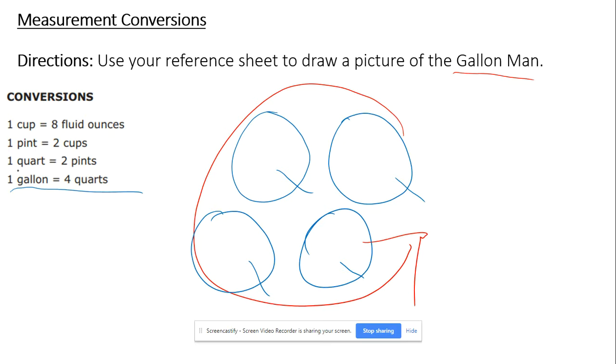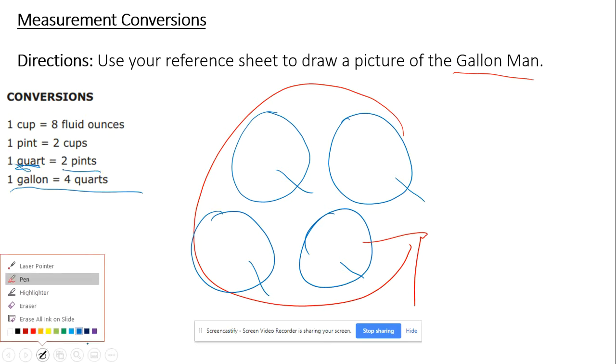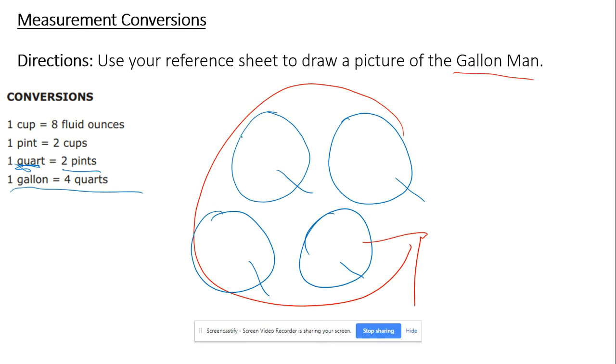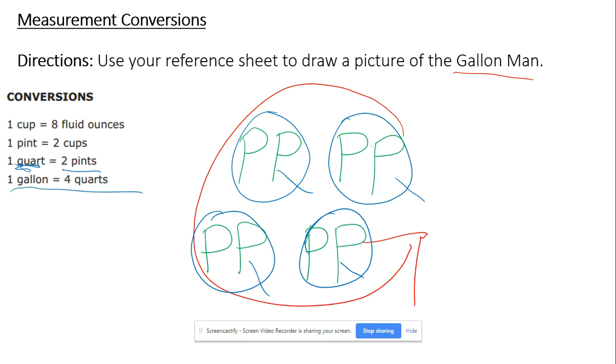Now we see that in every 1 quart, there's 2 pints. So let's use green. We're going to draw 2 pints in every quart. And so now we have 2 pints in every quart. And looking here, there's 2 cups in every pint. I'm going to put, let's see, orange. 2 cups in every pint. This is going to be a lot.